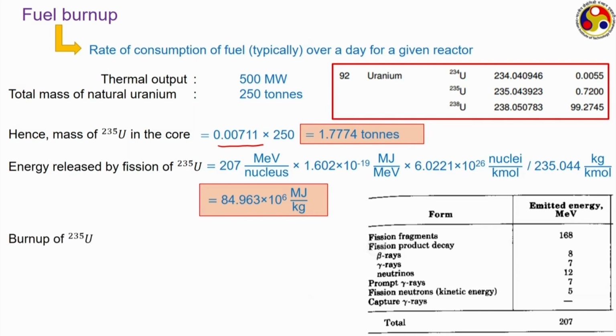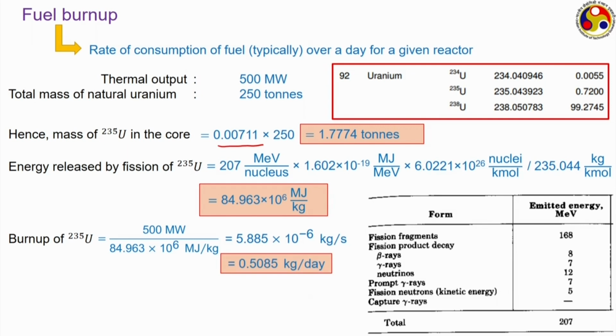So, the burn up can then be calculated as 500 megawatt, the thermal output that we are getting, divided by the amount we are getting from a single kg, which comes to be something like 5.88 into 10 to the minus 6 kg per second, or just half a kg in a single day, which is a staggering number really. That is 500 megawatt of energy we are getting, and to get that amount of energy we have to spend only half kg of uranium 235 in a single day.